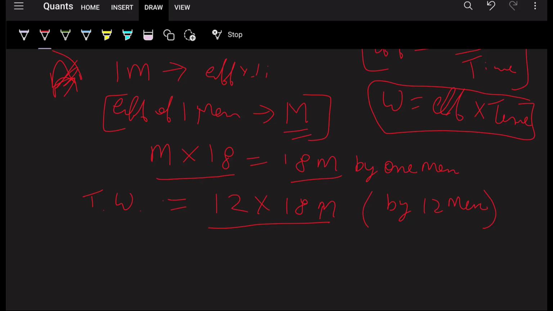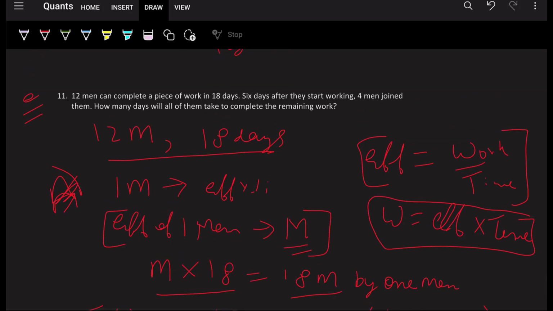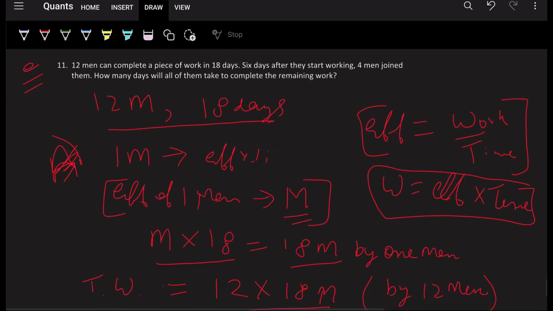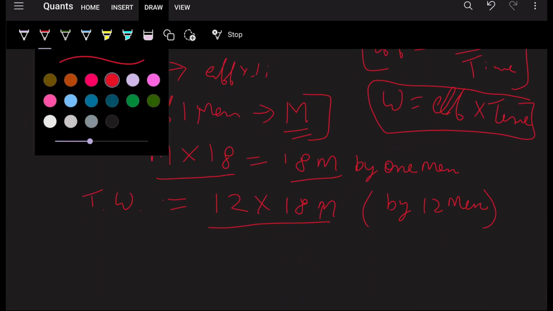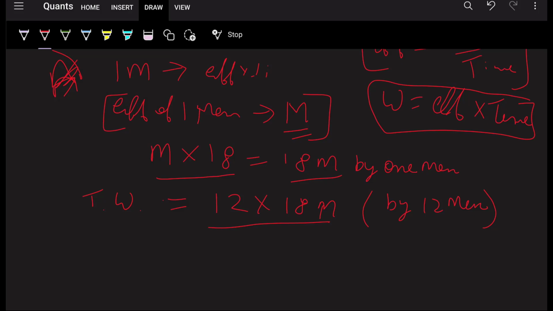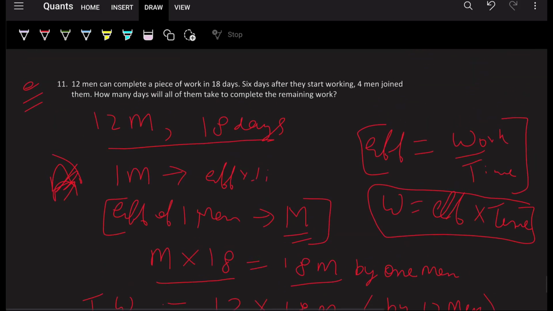Okay, no problem. Now, according to the question, we know the total work. So it will be 18 into 12. 180 plus 36, so 180 plus 36 will be 216m. It will be our total work. Now we can assume the efficiency of one man as 1 also, to make the calculation easy. But here we will not do that now.